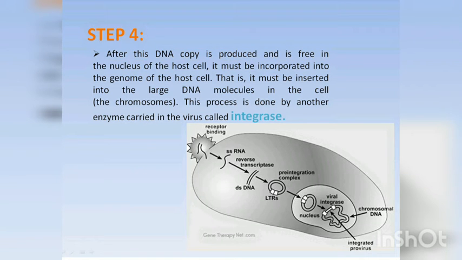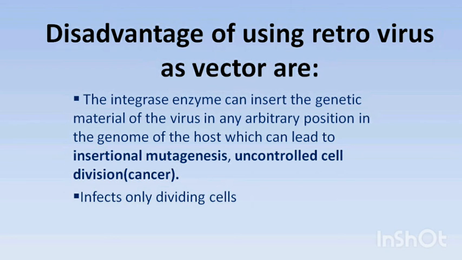Now, step 4. After the formation of the DNA copy, the DNA copy enters into the nucleus and is free in the nucleus of the host cell. An enzyme called integrase carried by the virus helps in the insertion of the DNA copy into the larger DNA molecule of the host cell nucleus. But there are also some disadvantages of using the retrovirus vector. Like the integrase enzyme can put the genetic material of the virus in any arbitrary position in the genome of the host, which can lead to insertional mutagenesis or uncontrolled cell division, that is cancer.